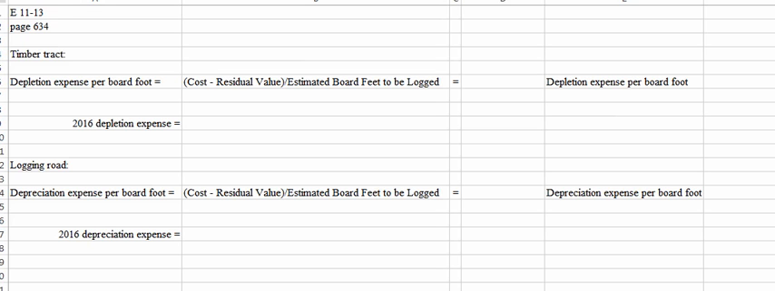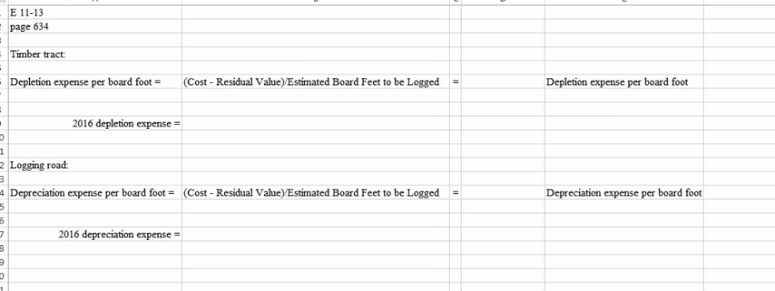We'll now take a look at exercise 11-13 on page 634. We're dealing here with both depreciation and depletion. Now both are, and amortization as well, taking a part of the cost of an asset as an expense each year of its useful life. It's depreciation if we're talking about fixed assets or property, plant, and equipment. It's amortization if we're dealing with intangible assets, and it's depletion if we're dealing with natural resources.